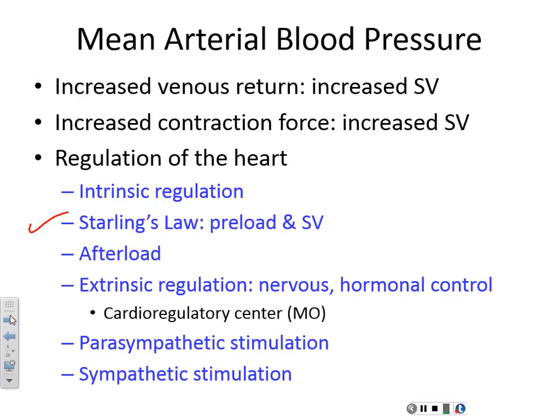Because if you contract with greater force, you squeeze more blood out of the ventricles. And therefore the volume left in there is less, which is end systolic volume, I'm sorry, because after it contracts, systole. End systolic volume is much less when you contract with greater force, okay?